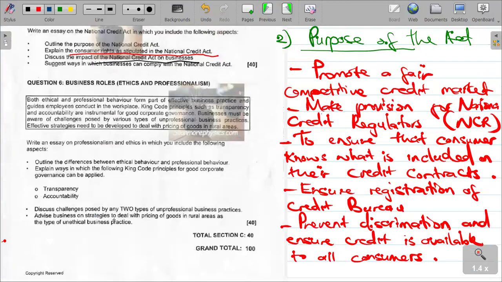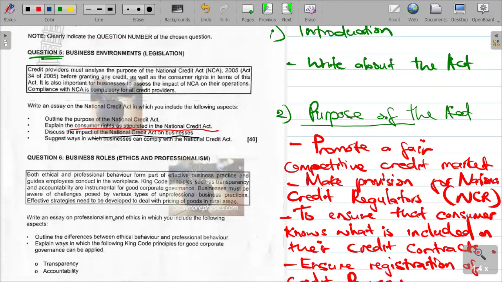So let's suggest ways in which businesses can comply with the National Credit Act. They are supposed to make sure that they offer applicants pre-agreement statements. They are supposed to disclose all costs of loans. No hidden costs should be charged. They are supposed to obtain credit record checks of clients before granting loans.